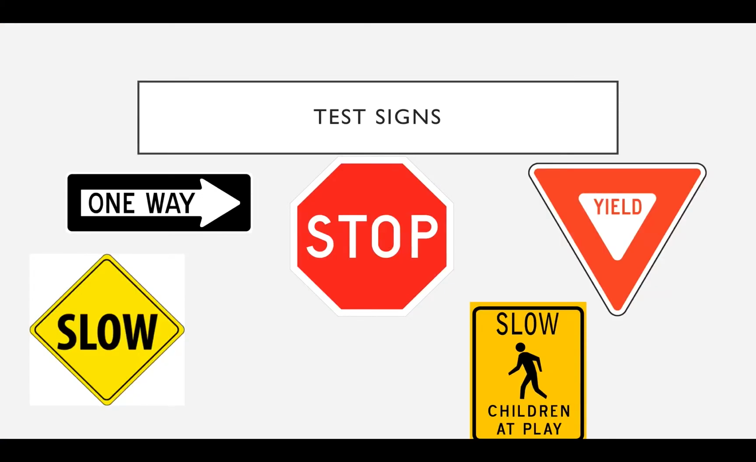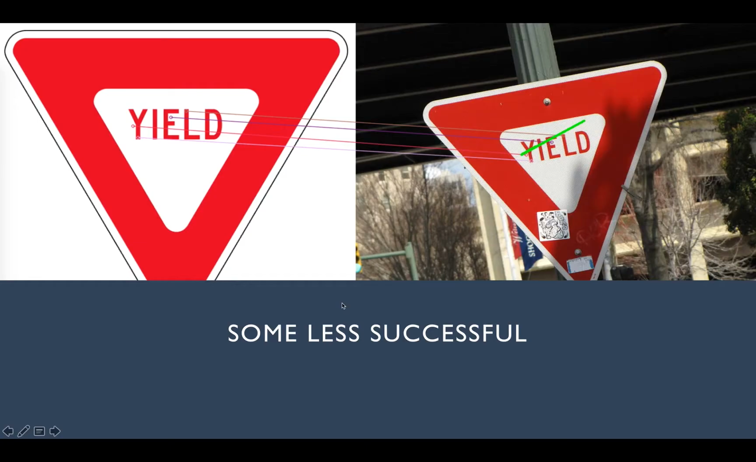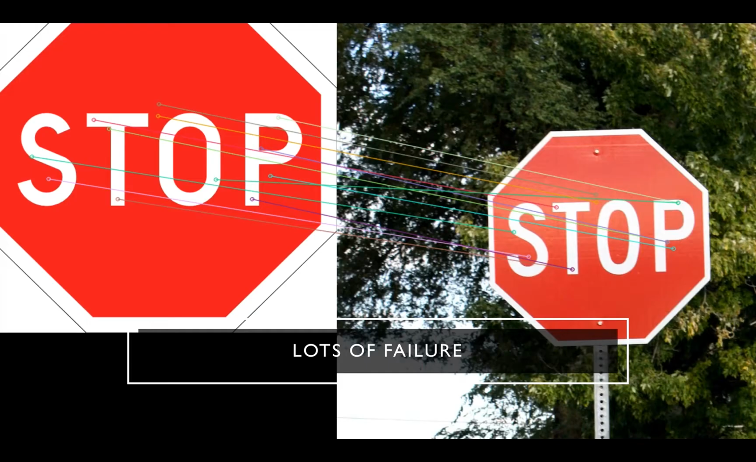So we had a few different test signs: a one-way sign, a stop sign, a yield, a slow, and another slow children at play sign. And we had some successes. The stop sign was able to be identified here, as well as a little bit less successful with this yield sign. It was able to identify that it was present in the image and the location, but it was not able to accurately square off the yield. However, on average, for this, SURF had a lot of failures.